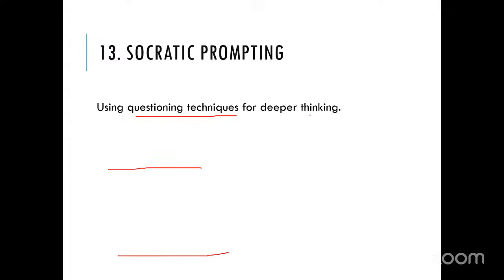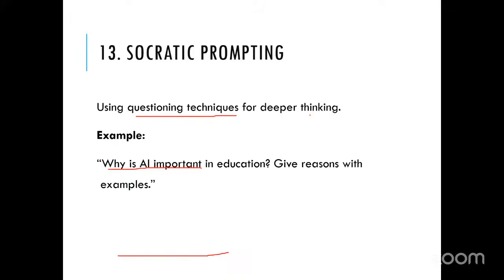And 13 is Socratic prompting. It is used for questioning techniques for deeper thinking. So this is useful for critical thinking and discussions. The example for this is, why is AI important in education? Give reasons with examples.